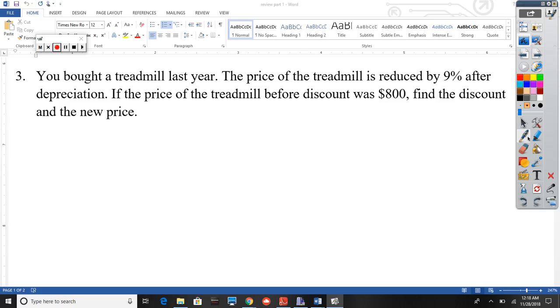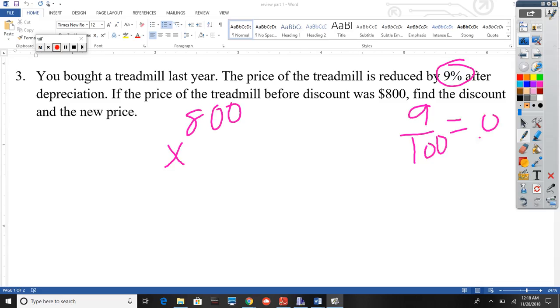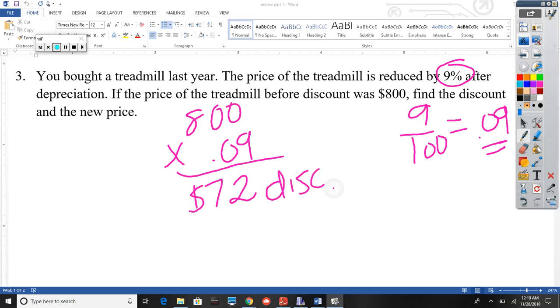So first I gotta find 9% of 800. So I'm gonna take my 800 and multiply it. 9% is the same thing as 9 over 100, which is 0.09, okay? So I'm gonna multiply 800 times 0.09. Let me see what that gives me on my little ugly calculator. 800 times 0.09 gives me 72. That means that my coupon is actually for $72. So that's my discount. Okay.